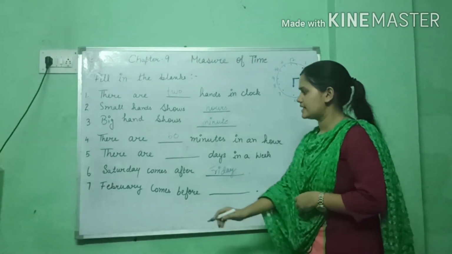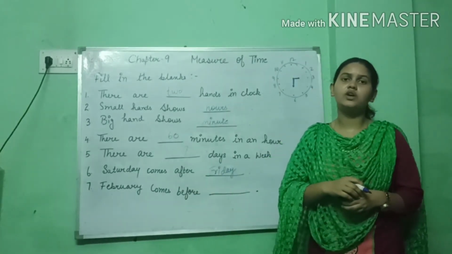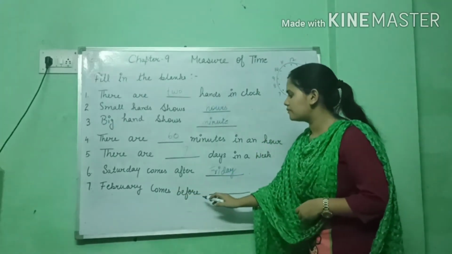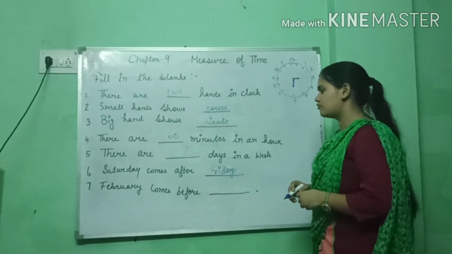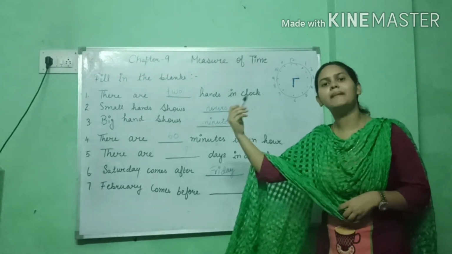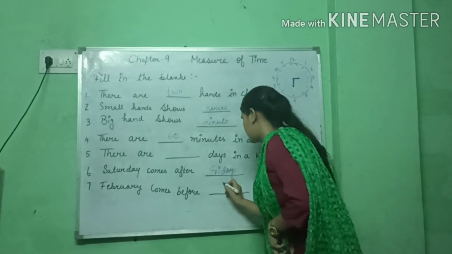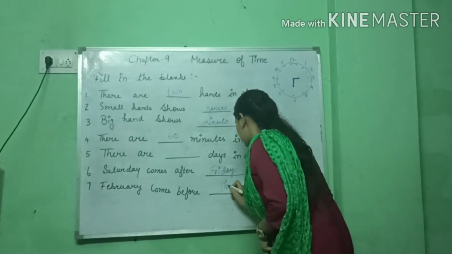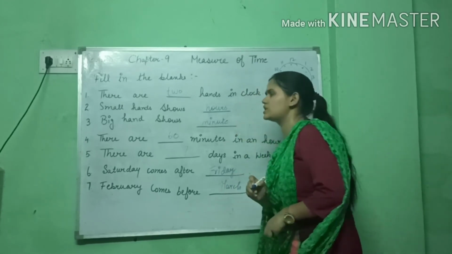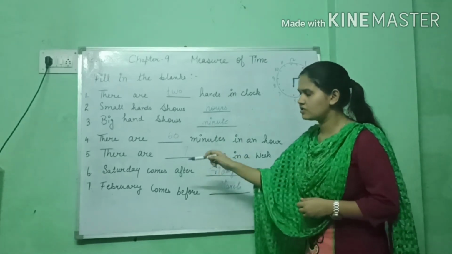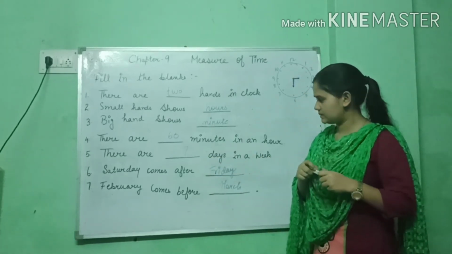Okay, and yes, February, which means we have to know the months of the year, right? February comes before, which means पहले आना. February comes before March, right? Before March, February comes.